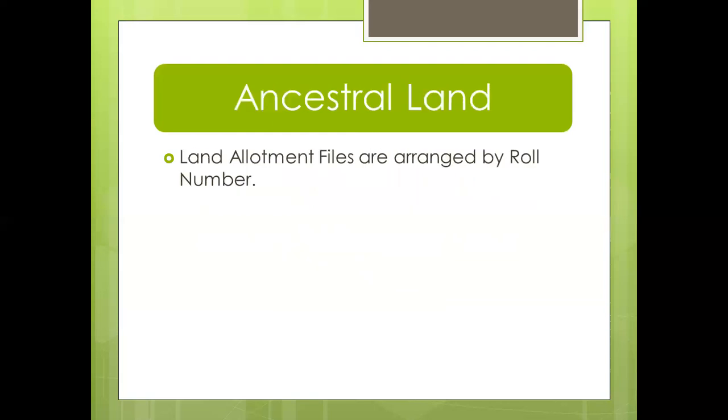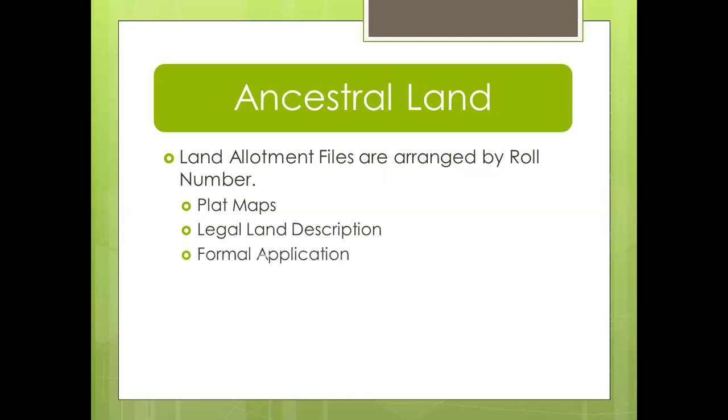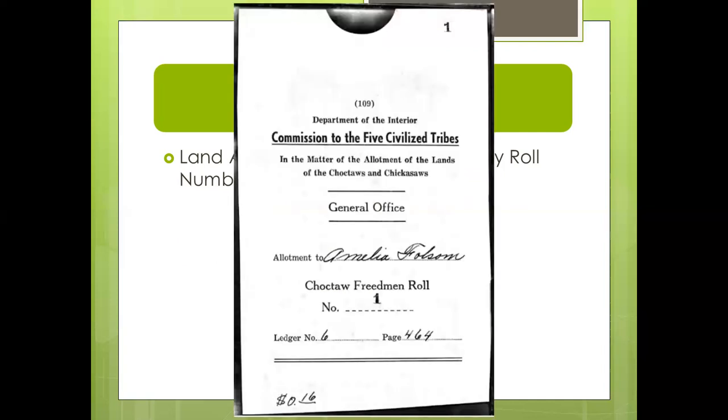For the ancestral land that researchers are often wondering and asking, where was my family's land? Remember, they are arranged by the roll number. And it is important to understand that. And in those files, all kinds of information can be found. Plat maps. You, of course, will get the legal land description. You'll also be able to find a formal application that was filled out by the applicants. And in so many cases, you find wonderful interviews and so much more.